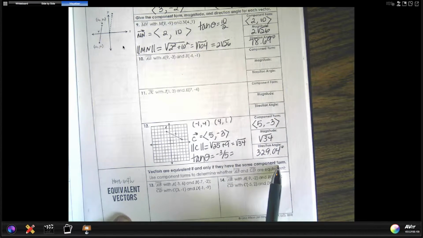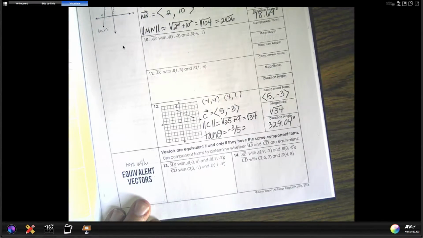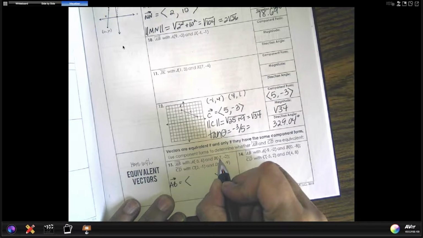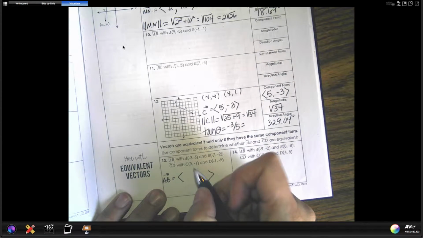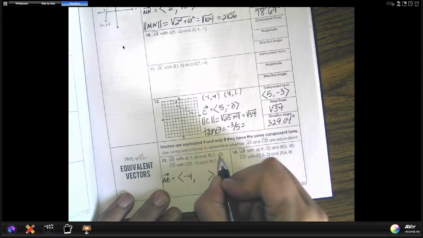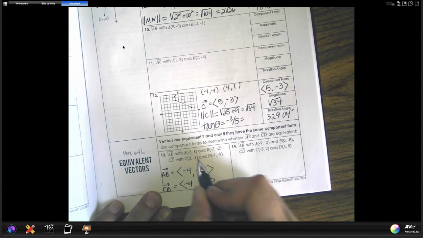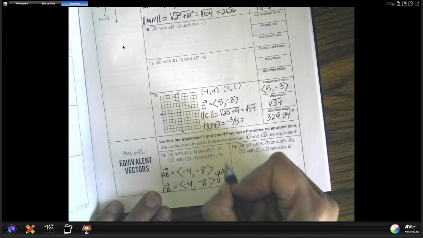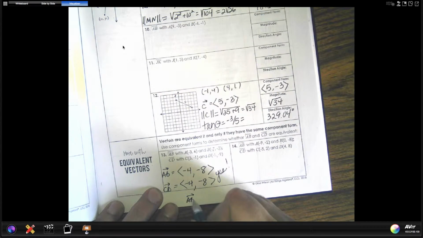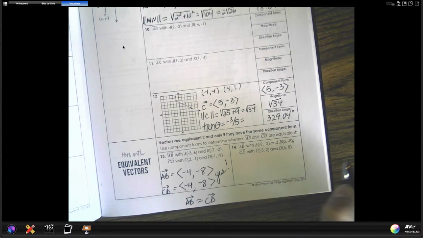All right, so the last part here says equivalent vectors. So vectors are equivalent if and only if they have the same component form. Use component forms to determine whether AB and CD are equivalent. So let's find the vector of AB. Negative 7 minus negative 3 would give us a negative 4. Negative 2 minus 6 is negative 8. So vector AB is <-4, -8>. Vector CD, negative 1 minus 3 is negative 4. Negative 9 minus negative 1 is negative 8. Yes, vector AB is equivalent to vector CD.